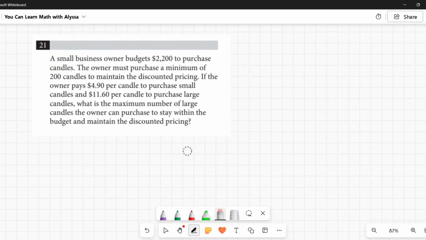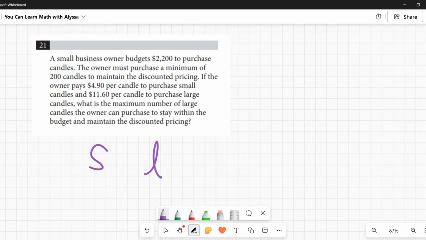Number 21. A small business owner budgets $2,200 to purchase candles. The owner must purchase a minimum of 200 candles to maintain the discounted pricing. If the owner pays $4.90 per candle to purchase small candles and $11.60 per candle to purchase large candles, what is the maximum number of large candles the owner can purchase to stay within the budget and maintain the discounted pricing? All right, so I'm going to call small candles S and large candles L.